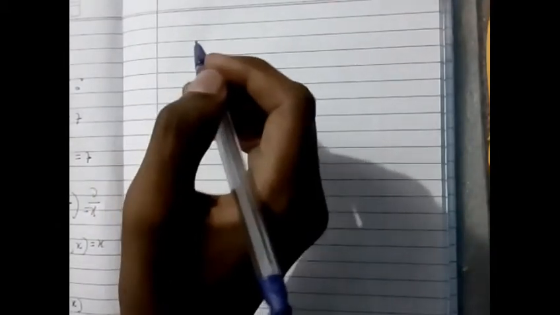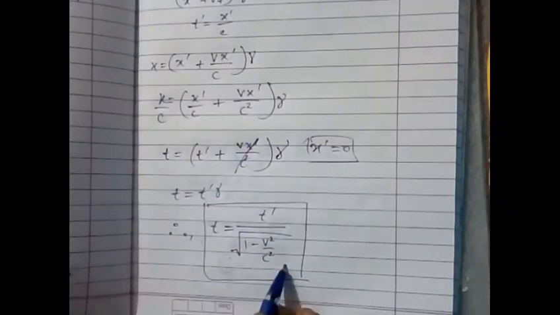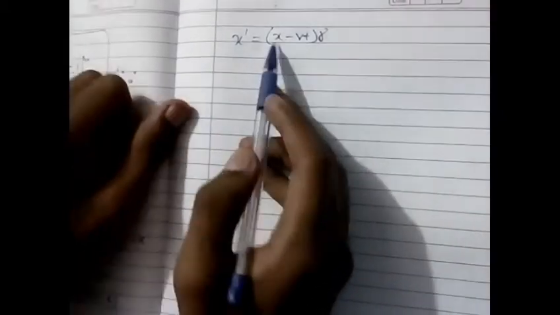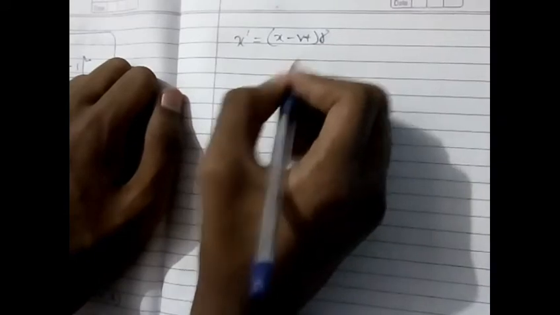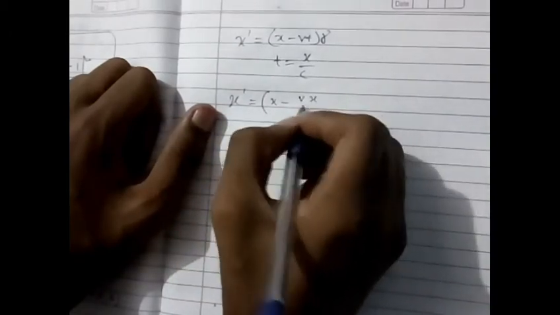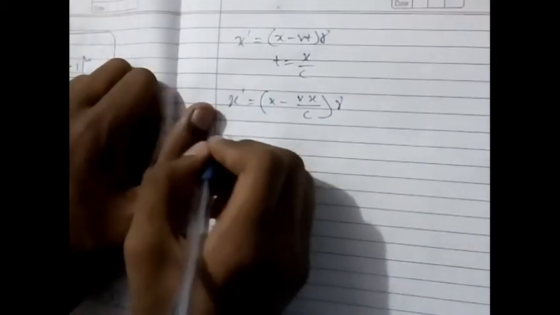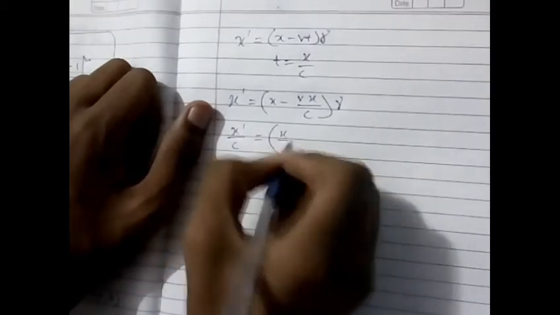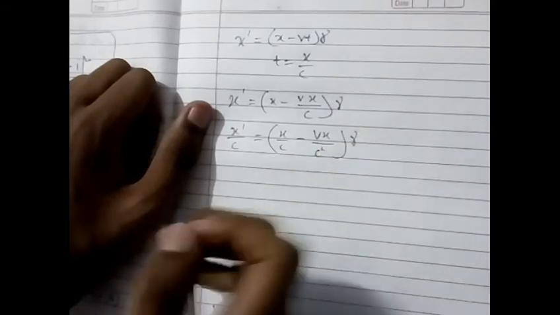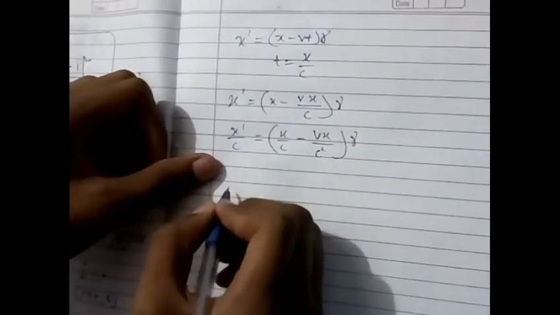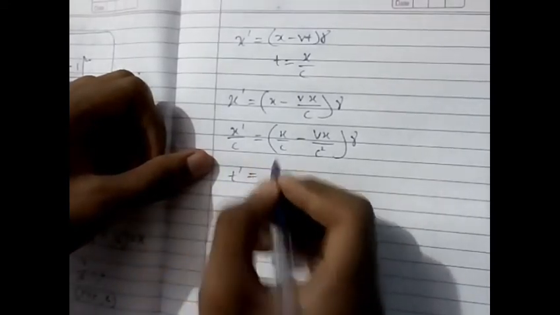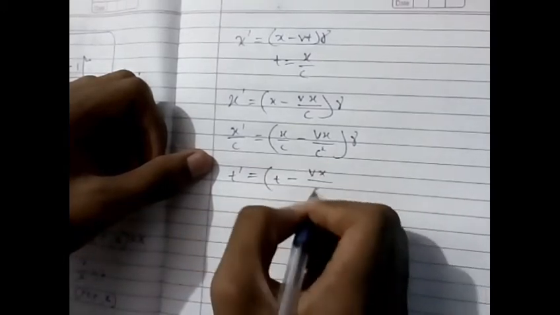Now the second equation we derived yesterday was x prime equals x minus vt times gamma. Well, this t I told you here is the time of S, so not to be confused. If we multiply it with gamma and substitute t by x over c, we will have x prime equals x minus vx over c times gamma. Dividing everything by c, we will have x over c square, whole times gamma. Now x prime over c, that is equal to t prime, and x over c is simply t, so t prime equals t minus vx over c squared times gamma.